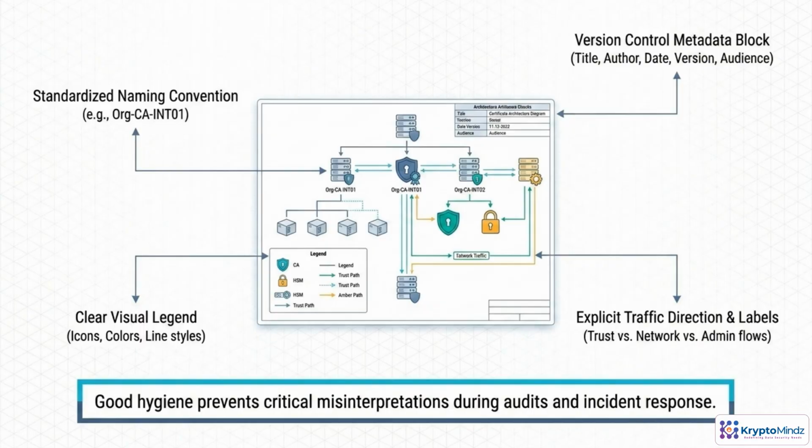When you diagram PKI, treat the diagram like source code for your future self and everyone else. Apply a strict naming convention for CAs, HSMs, networks, and zones so you can instantly see what a component does and where it lives. Always include a legend so colors, icons, and line styles each have one unambiguous meaning. Then separate flows. Distinguish trust path from normal network traffic and from admin access with clear direction arrows and labels. This hygiene feels tedious, but it prevents catastrophic misreadings during audits, incident response, and future redesigns.